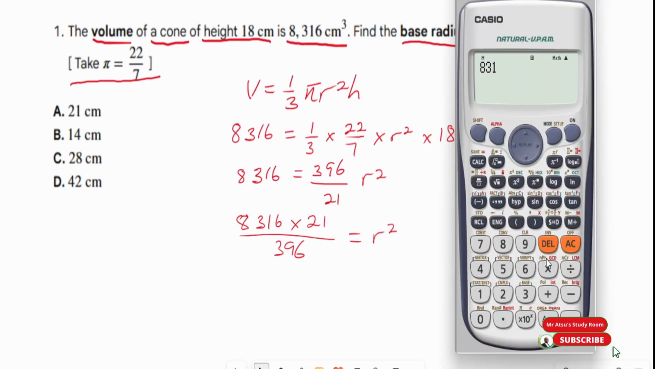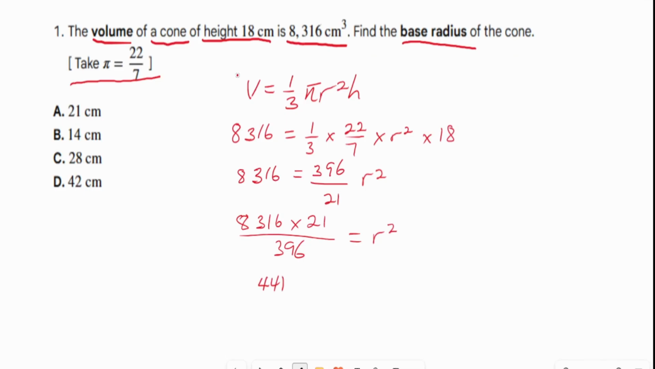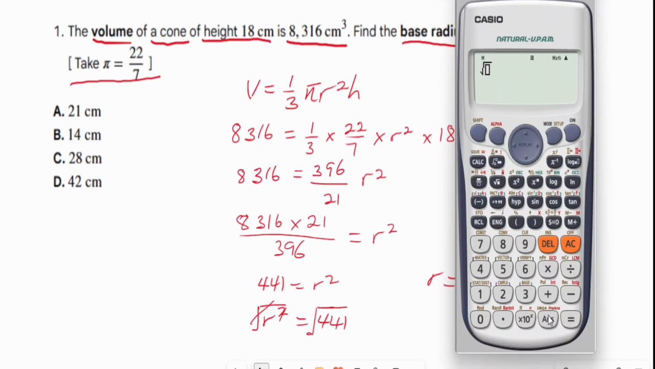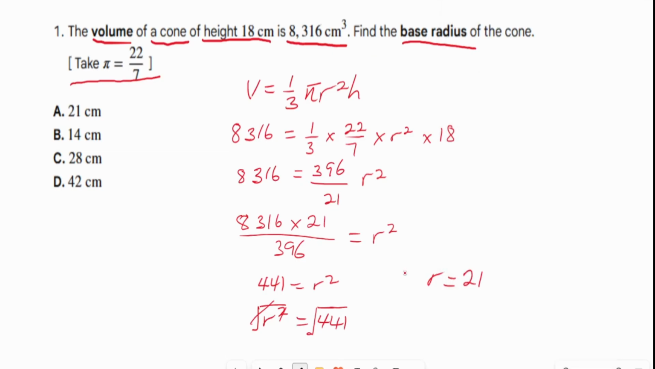Using our calculator, that gives us 441. So 441 equals r squared, and that can be written as r squared equals 441. And taking the square root of both sides, this and this goes away. We have r to be equal to square root of 441, and that gives us 21. So r equals 21 centimeters. And looking at the options, that is option A. Let's go to question 2.